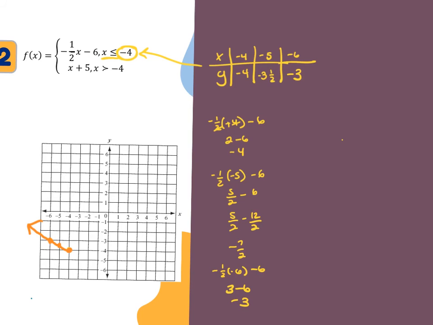Then for the next one, I'm going to do a T-chart as well. I'm still going to start at negative 4, but I'm going to remind myself that that point is going to be an open dot. And this time it's greater than. So go greater than negative 4, which would be negative 3, negative 2, and plug those values in. Negative 4 plus 5, which is 1. Negative 3 plus 5, which is 2. Negative 2 plus 5, which is 3. So (-4, 1) open dot, (-3, 2), (-2, 3). And the arrows would go to the right because it's greater than.